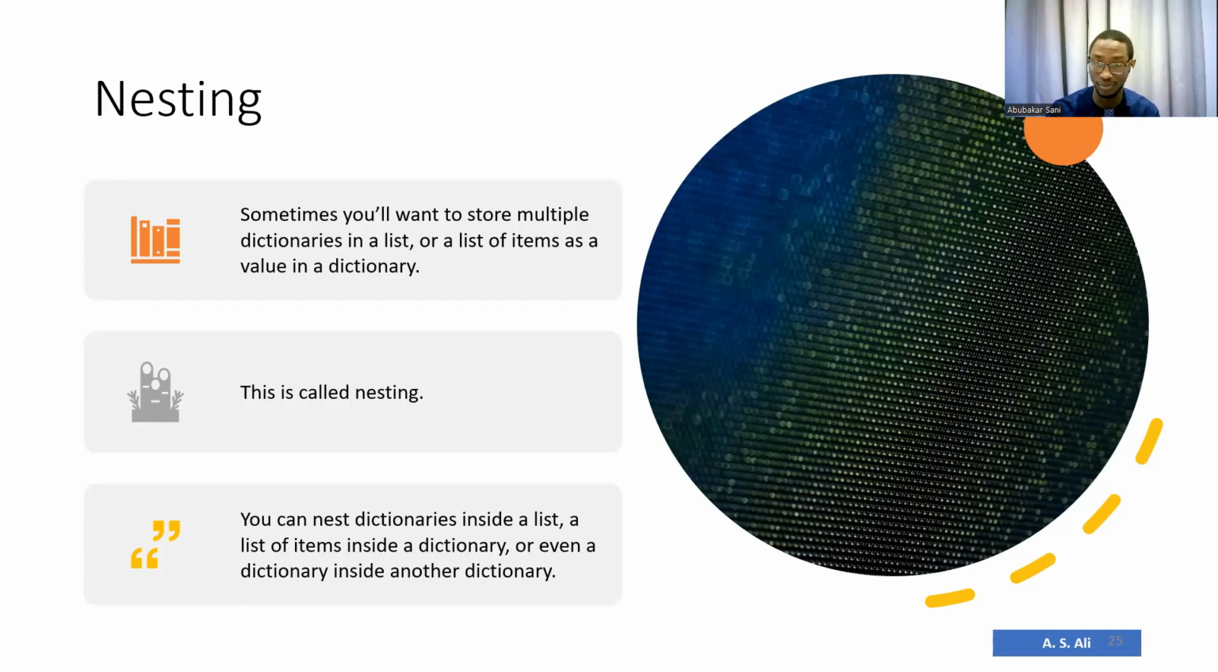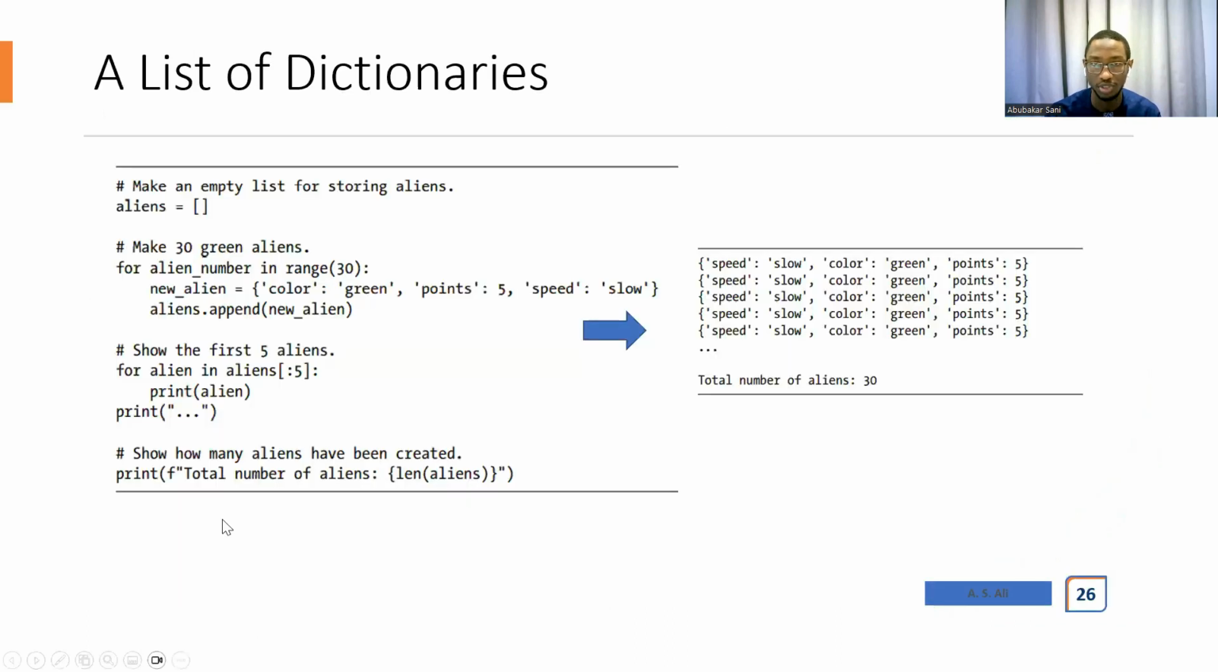So all this can happen depending on what you are trying to do. Okay. So we will see some examples. Let's say we have a list called aliens. All right. This is an empty list. And we want to make 30 green aliens. So we can just say for alien number in range 30, we are going to create a new alien.